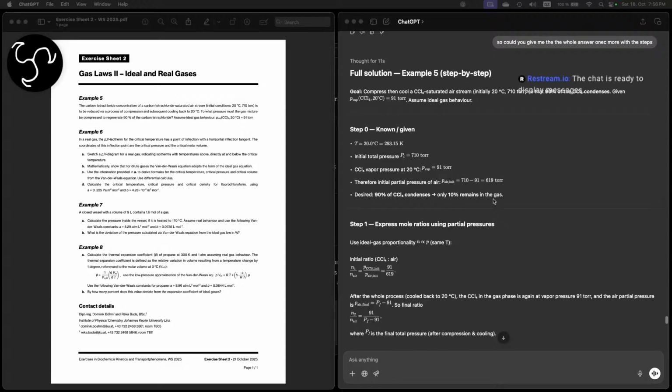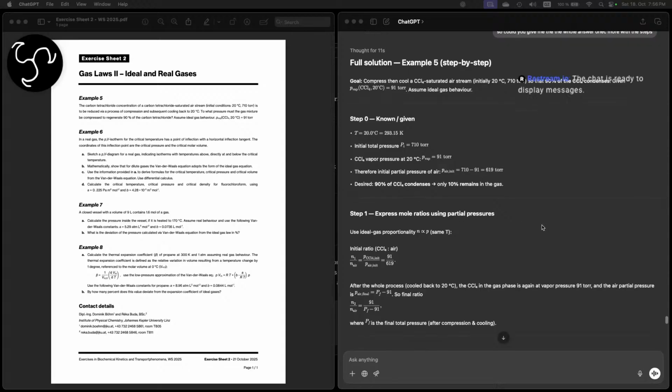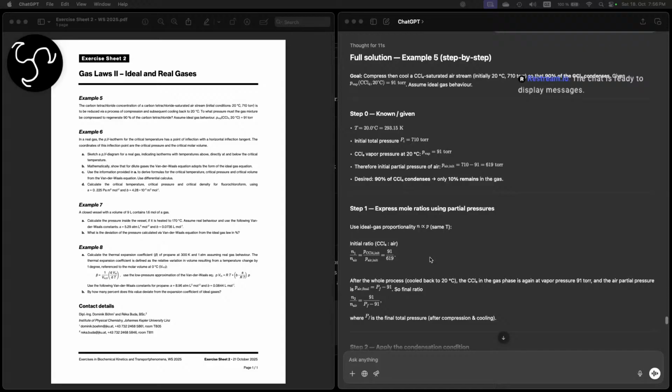Desired 90, only 10% remain in gas. Express mole ratios using partial pressure. Using ideal gas proportionality, number of moles is proportional to partial pressure. Number of moles of CCl4 with air equals partial pressure of CCl4 by air.